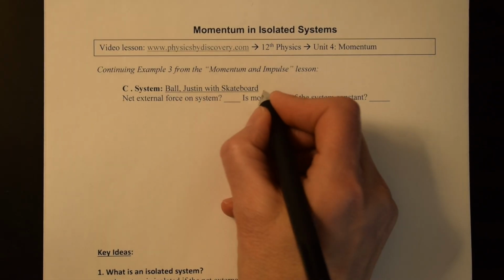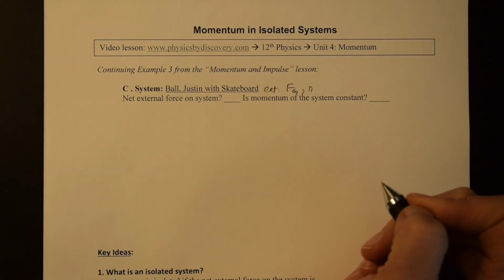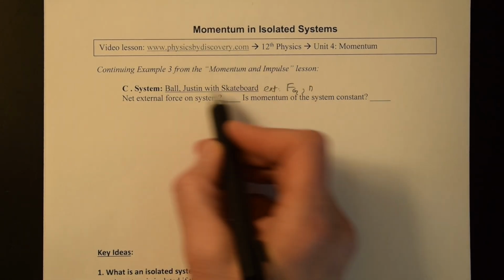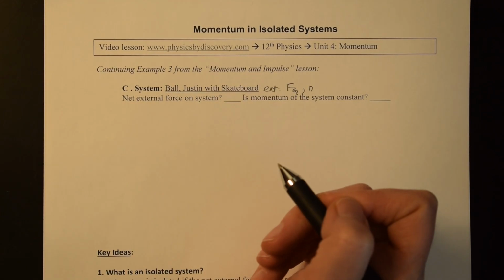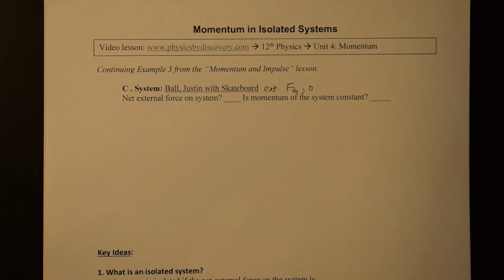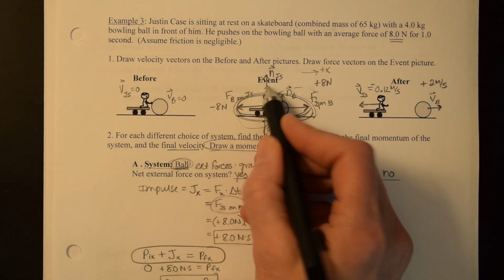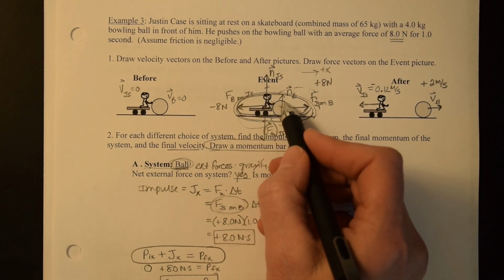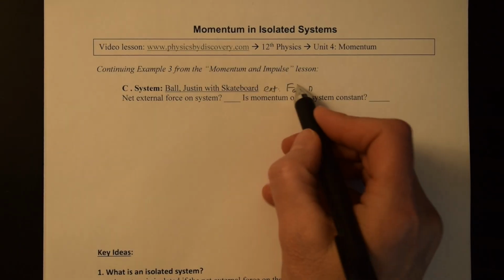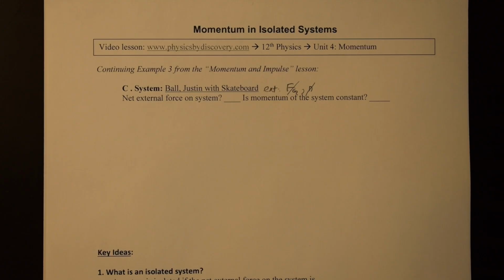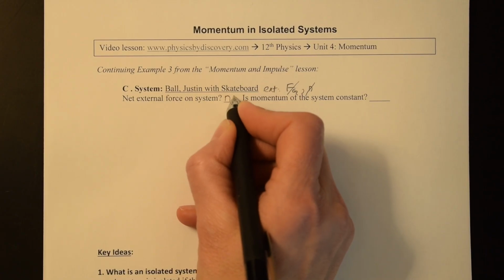So our external forces are going to be both forces of gravity and both normal forces, but not the force between the ball and Justin with the skateboard. Now, is there a net external force? Well, thinking back again to the free body diagram, we know that this force of gravity balances out that normal force, so no net external force there, and these vertical forces are also balanced, so no net external force from those. So these are all going to cancel each other out when they're added together as vectors. So the net external force in the system is no.